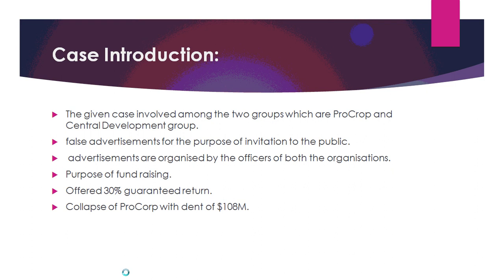The promotion was undertaken by Mr. Maxwell for both the groups to seed capital from the investors. In the offer published in the newspaper, a return of 30% was shown as a secured and guaranteed return, but in actual fact it was not secured. After some time, the ProCrop group collapsed in the year 2004 with debts of around $108 million.